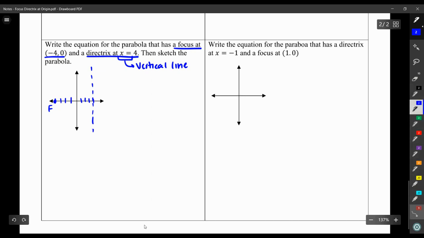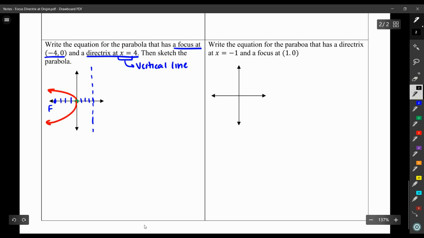Now again, we need to find the vertex. So count the distance from the focus to the directrix and divide it in half. So focus to directrix is 8, and if I divide that in half, I get 4. So 1, 2, 3, 4. The vertex is again at the origin. And also, I know it opens up to the left because it has to go around the focus, and so it has to open left.